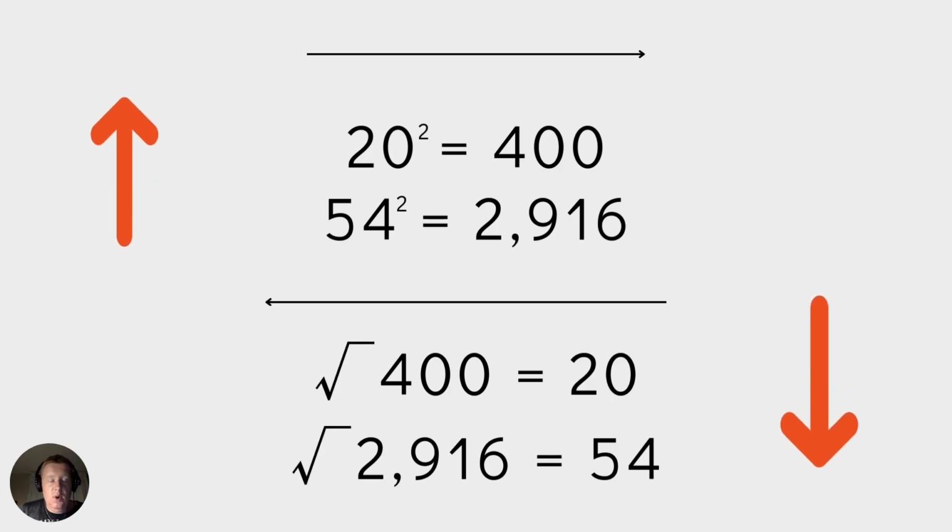And you can also do the same with even larger numbers. For example, 20 to the power of 2 would equal 400, and 54 to the power of 2 would equal 2,916. And if you square root them, for example, square root of 400, it's going to bring it back to 20. And square root of 2,916 is going to equal 54.